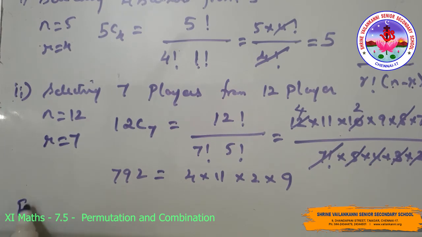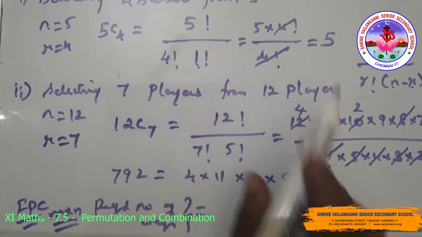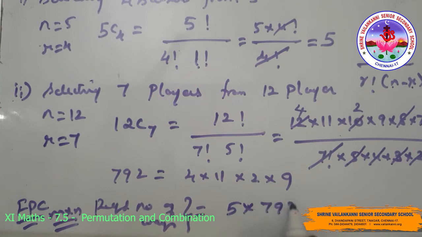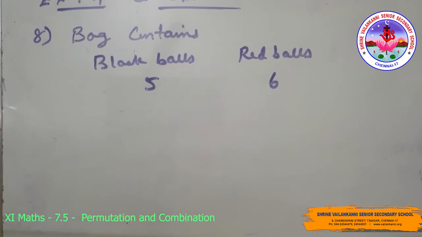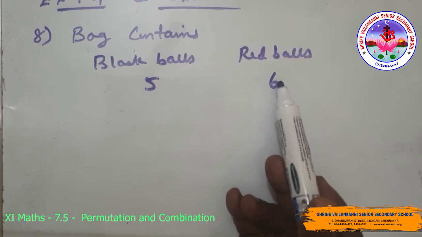So we get 4 into 11 into 2 into 9, which is 792. So using the fundamental principle of counting, that is m into n, we have to multiply the two values. So the required number of ways of selecting 11 players in a team is 5 into 792, which is 3960.